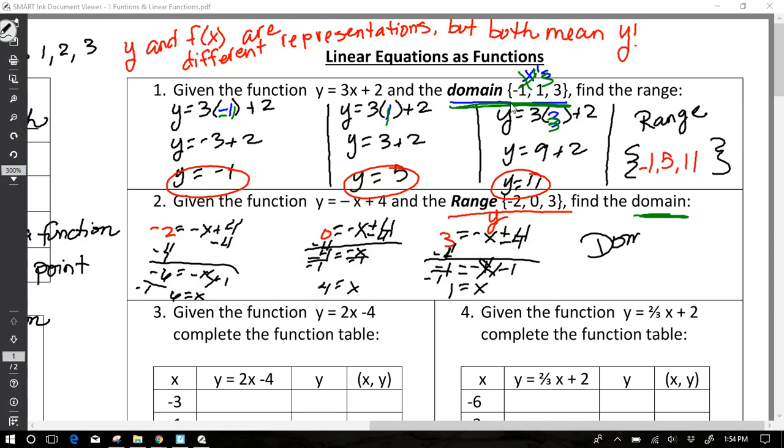So now out to the side, I have found my domain, which I'm going to write in green. Remember to put them in numerical order, starting with the smallest number. So 1, 4, and 6. And that's my domain. So you can do it finding the range and finding the domain based on what information they give to you.